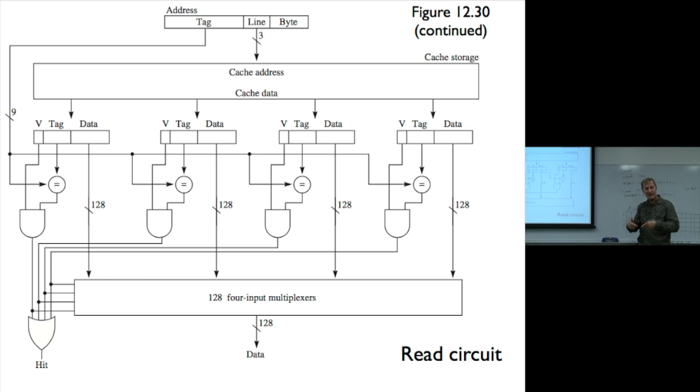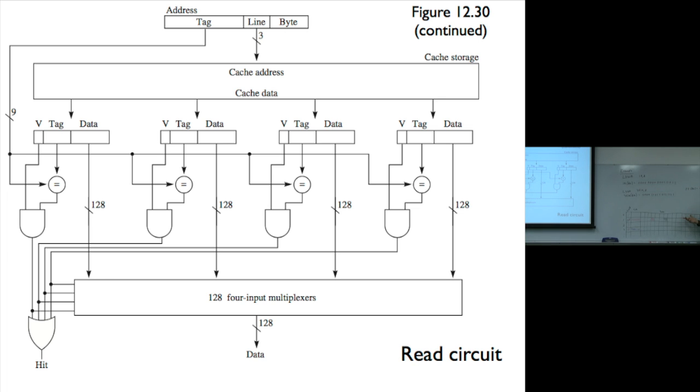So the output of this cache subsystem, you can tell right away whether or not there's a hit or a miss. And if there is a hit, then what? Then these multiplexers, 128 four-input multiplexers. Why 128? Where did that 128 come from?